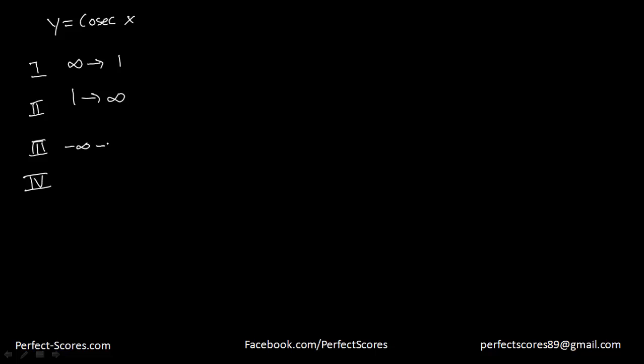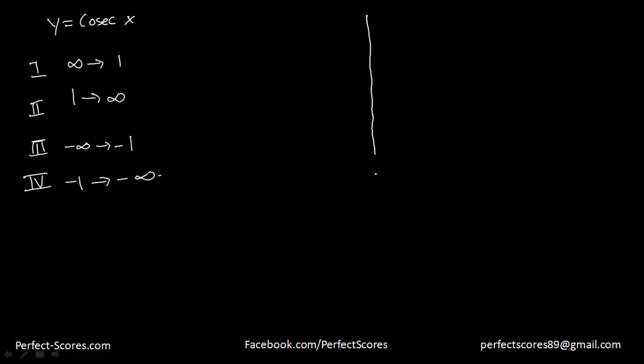Let's reach our last function, which is y is equal to cosecant of x. Now what exactly is y equal to cosecant of x going to do for us? Again, we're going to have 4 quadrants: first quadrant, second quadrant, third quadrant, and fourth quadrant. Cosecant of x goes from infinity to 1, and from here it goes from 1 till infinity. In the third quadrant, it goes from -infinity to -1, and in the fourth quadrant, it goes from -1 till -infinity.